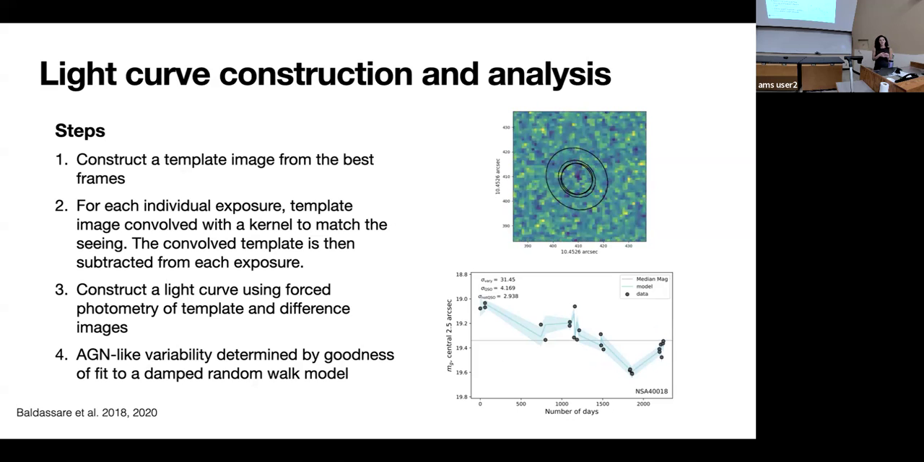So we search for objects that have some variability, and then we also search for objects that have variability that is consistent with what we expect from an AGN, or an active galactic nucleus. We do that by fitting the light curves with a damped random walk model, which has been found to be a good empirical descriptor of AGN variability, and then look at the goodness of fit of the light curve to that model. Again, on the bottom, we have our brightness versus time, and the blue shaded bar is just that best fit damped random walk model.